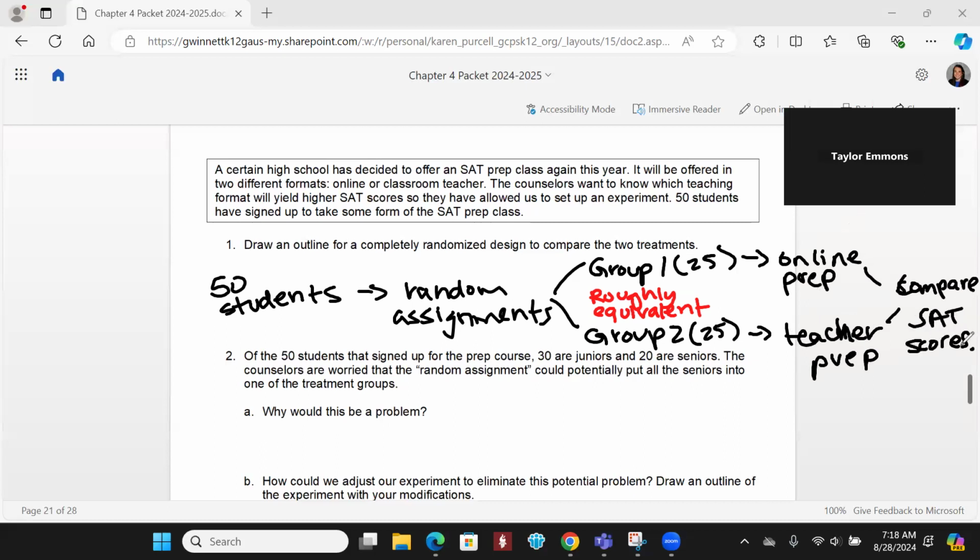I feel like this question is pretty easy. You're just showing the flow. Don't get this question wrong. This is too easy.